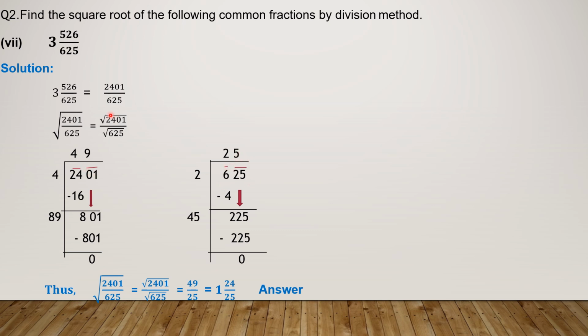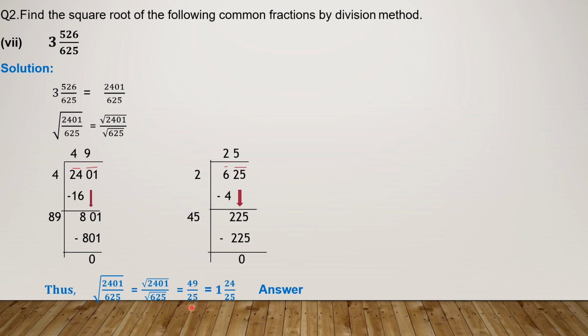Now what we have to do, again rewrite this step, complete this step. So instead of the square root of 2401, we will write what? 49. Its answer is 49. And instead of the square root of 625, we will write 25. That is the answer. Now the answer is 49 by 25.